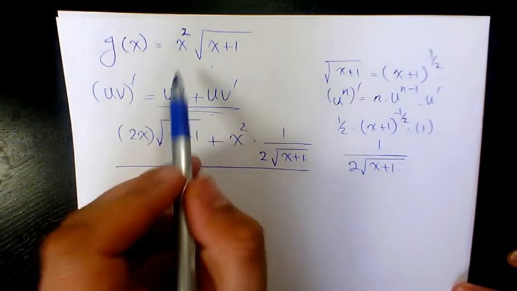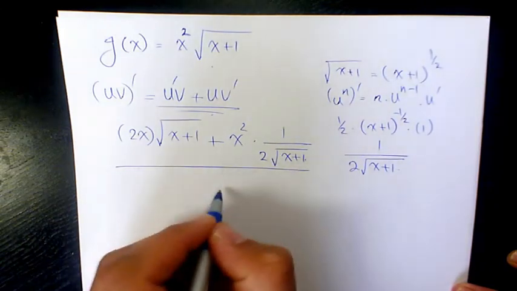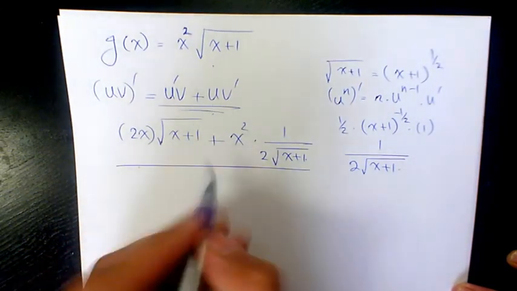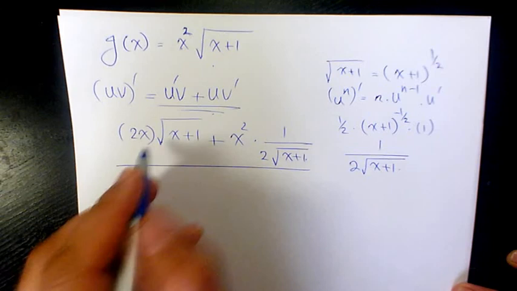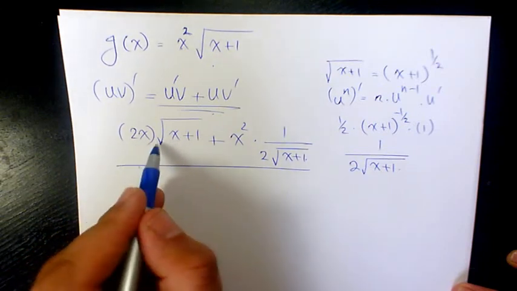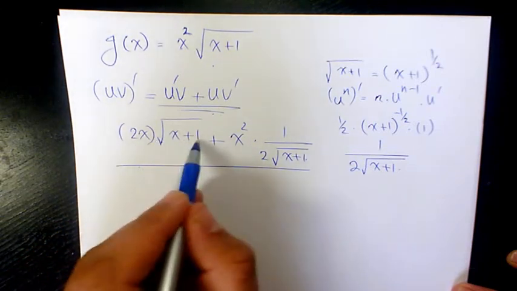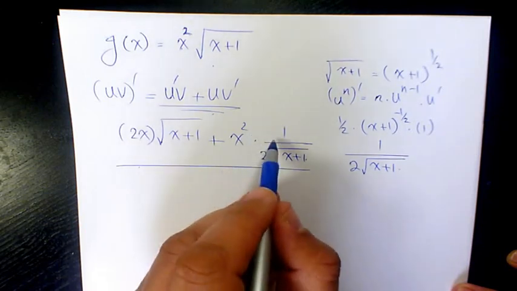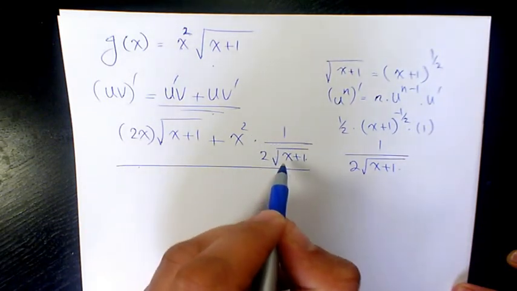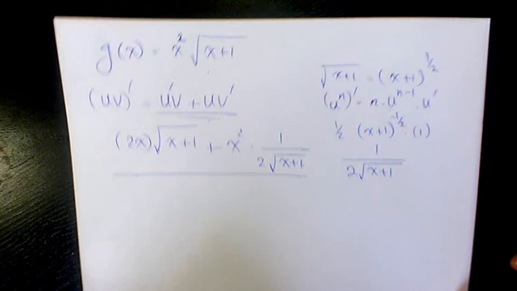Divided by 1, because we have nothing in the denominator. So we keep it like that. So it's going to be 2x times square root of x plus 1 plus x squared times 1/2 root x plus 1. That's the final answer.